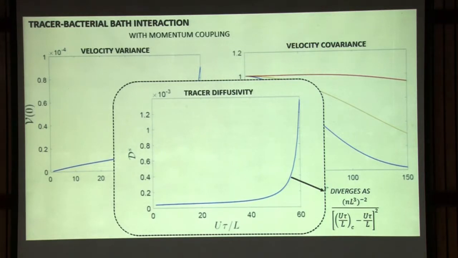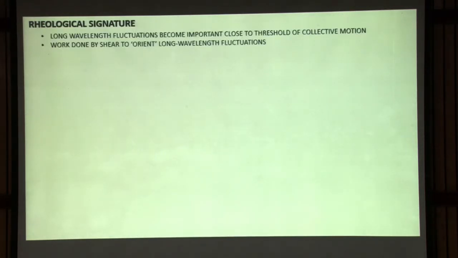Okay, so I would like to end with this. If you're going to have long wavelength fluctuations in orientation, which become important close to the threshold of collective motion, and if you're going to be shearing them, you're going to be doing work to orient those long wavelength fluctuations. So there has got to be a signature in the viscosity too. So there's going to be tracer diffusivity and viscosity, and hopefully a way to relate them in some sort of fluctuation dissipation relation. Okay?